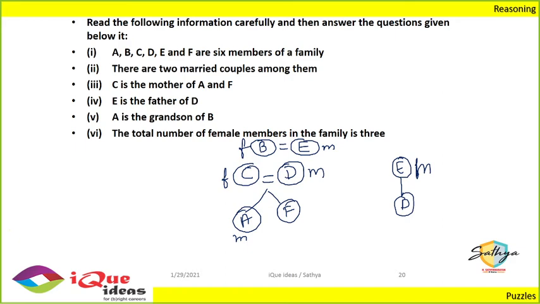And we know that the total number of females in the family is 3. We already have 2 females and 3 males. So F must be a female. So EB have a son D. D is married to C. C and D have 2 children, a daughter F and a son A. Did we get this tree?